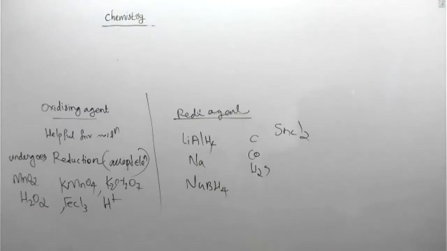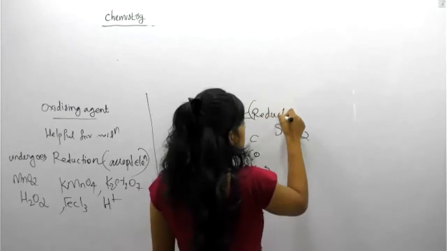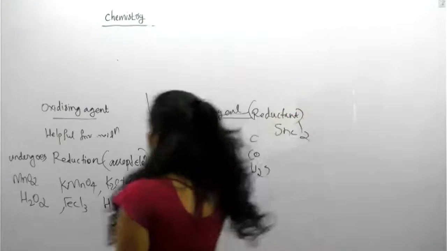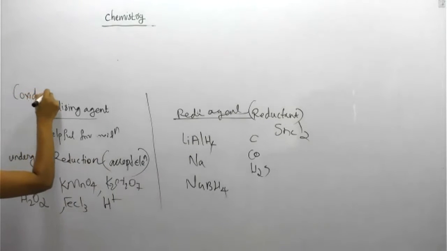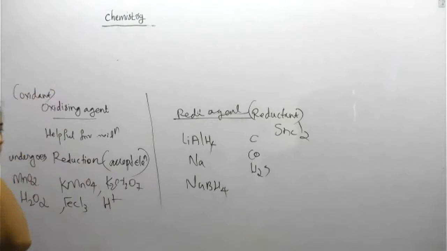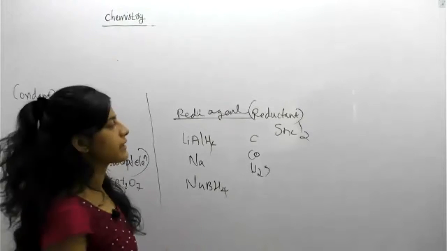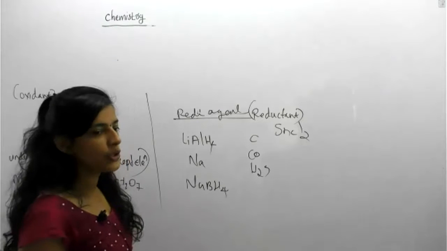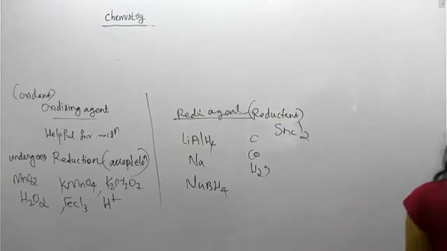So a reducing agent is also called a reductant. This is another name, reductant. For an oxidizing agent, another name is oxidant. So suppose in your question they ask you to identify the oxidant, identify the reductant. So you should be able to judge clearly the oxidant and reductant.